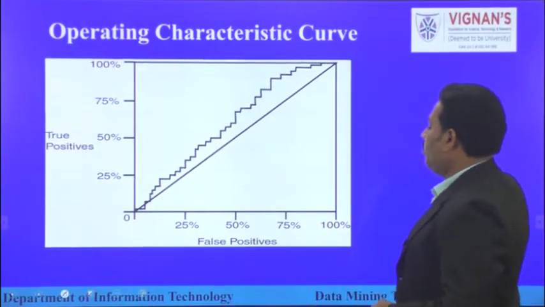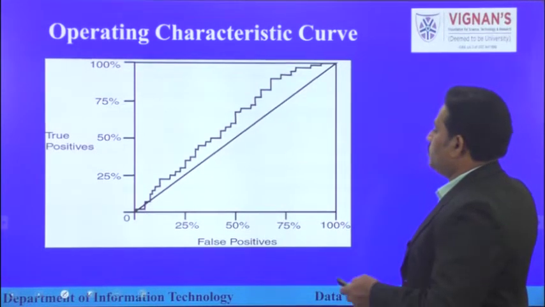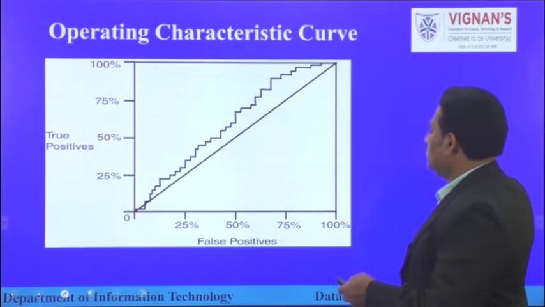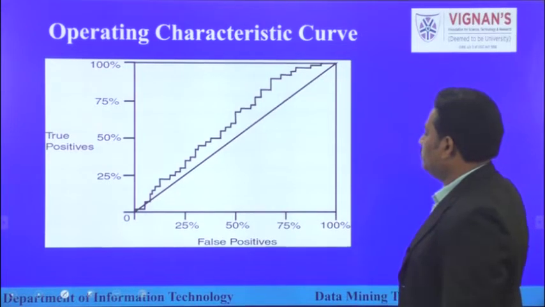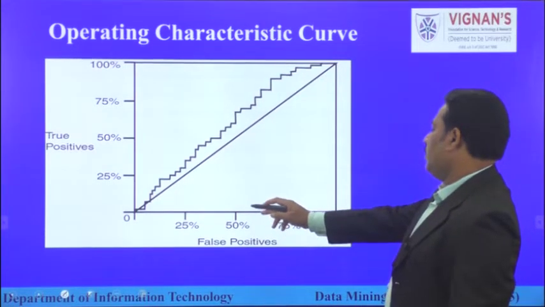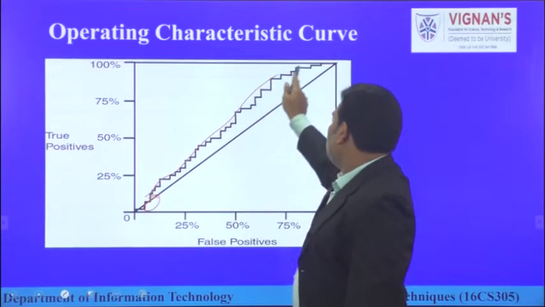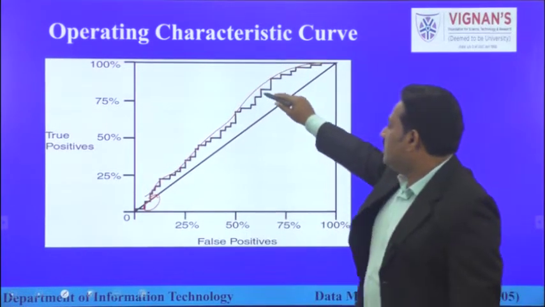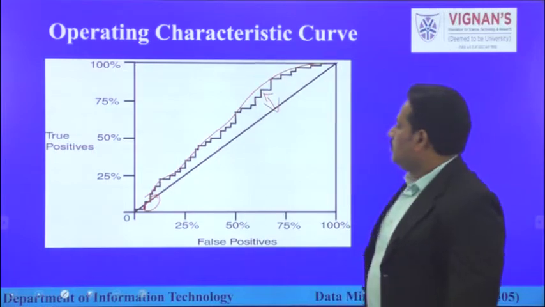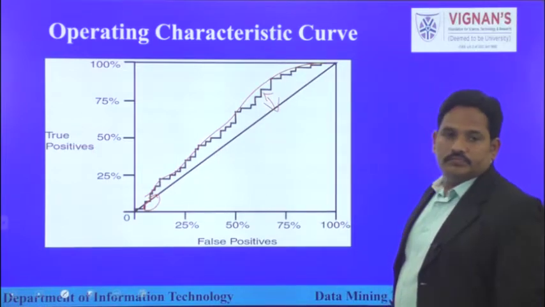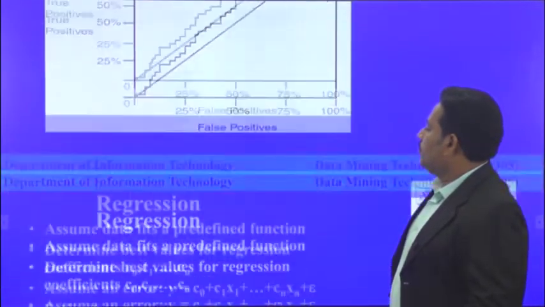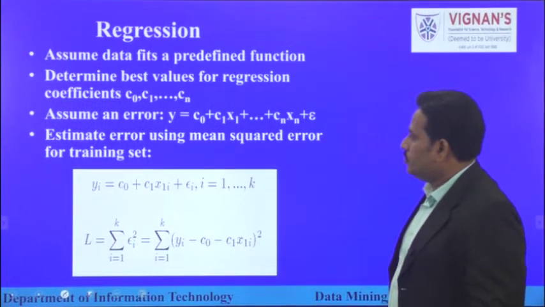And when you look at the operating characteristics curve, the true positive versus false positive, look carefully here. Some of the values fall below here. The remaining values show a deviation from the original value. This is one of the measurements which is going to be used.